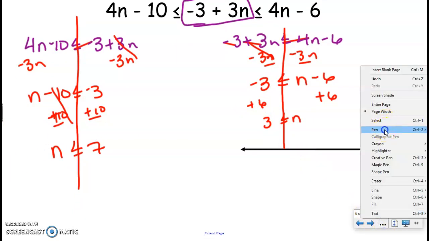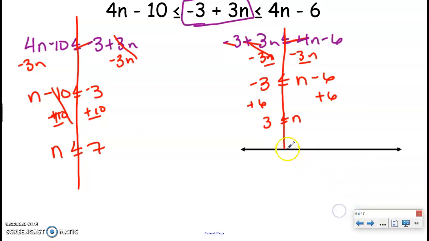But this one's a little tricky to write my answers in there, so I'm going to show you what it looks like on the number line. I have a 3 and I have a 7. If I flip this around, I have this. So n is greater than or equal to 3. And then the other one is n is less than or equal to 7, so we're shading in the middle.